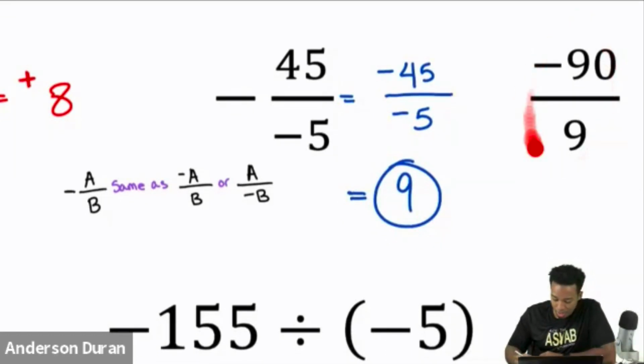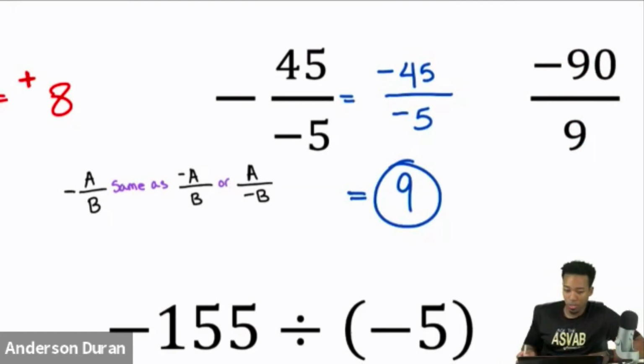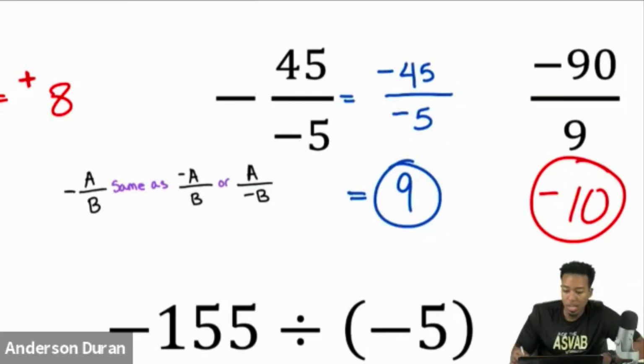Negative 90 divided by 9. Everybody, the sign is going to be what? Correcto mundo, that's going to be a negative sign. And then 90 divided by 9 is going to give us negative 10. Good. And so one more time, the sign, it does matter.